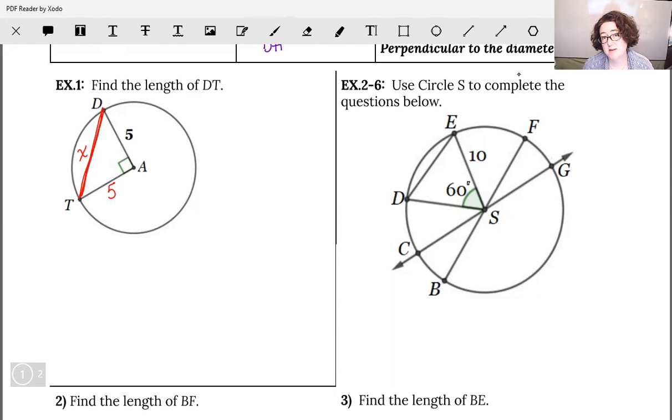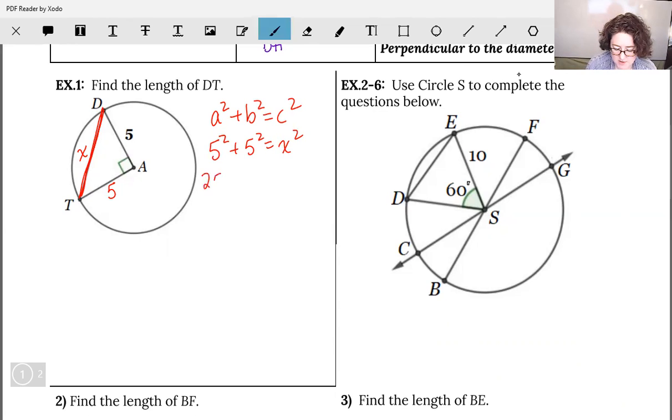I have 2 of the sides. I'm looking for the third side. So what's going to be best, Pythagorean Theorem or SOHCAHTOA? Now let's try Pythagorean Theorem. That one should work. So we have our 2 sides. A squared plus B squared equals C squared. Our A and our B, our legs are both 5. And our hypotenuse is X. And then I just solve for X. So 5 squared is 25. And 25 plus 25 is 50.